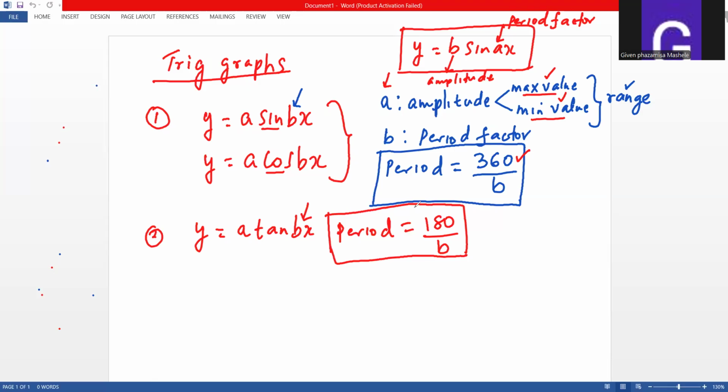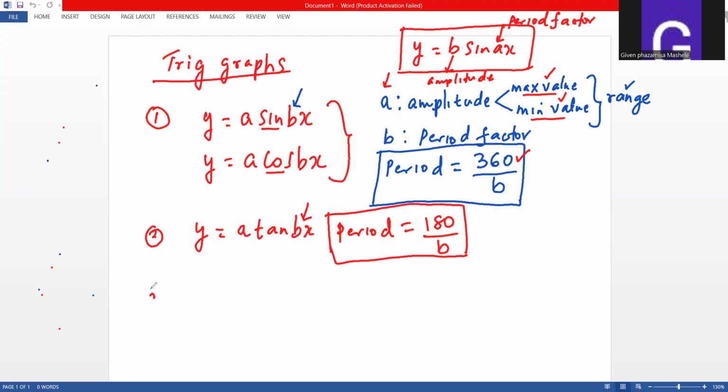So these are the things that you need to understand when we are given trigonometric functions. Number 1, know the standard form of your function. Number 2, be able to identify the amplitude, identify the period factor, and know how to calculate the period of that function. So it's very, very important.